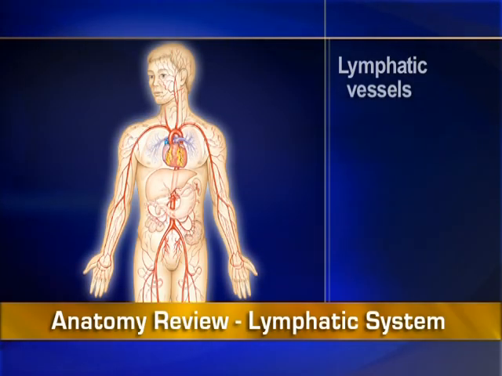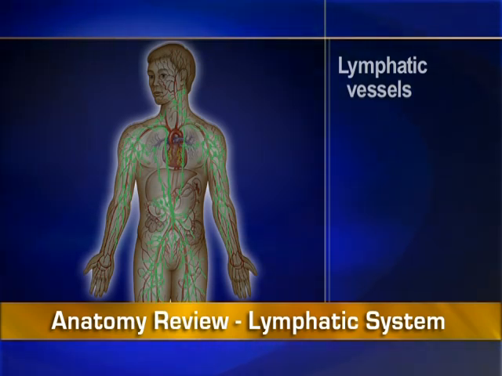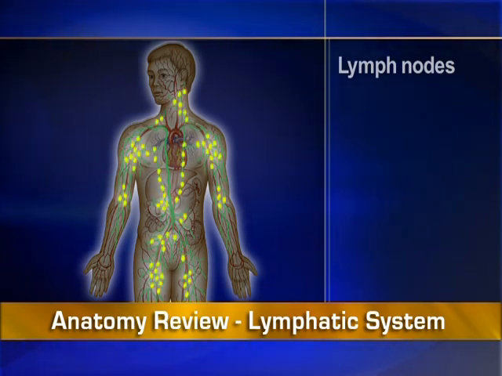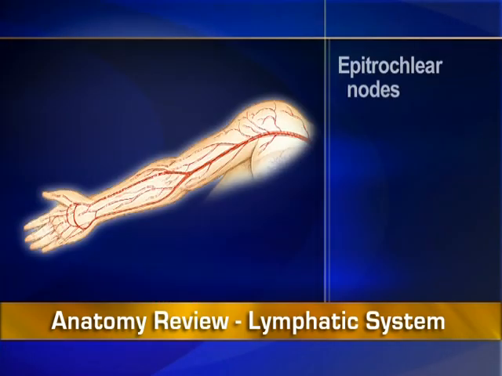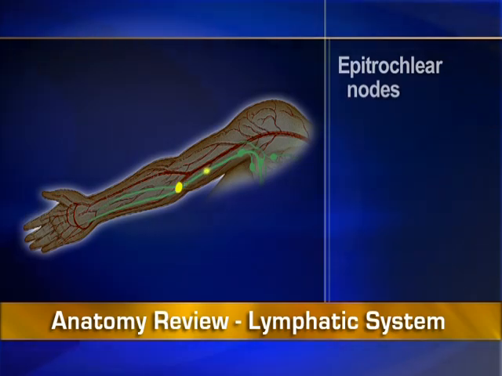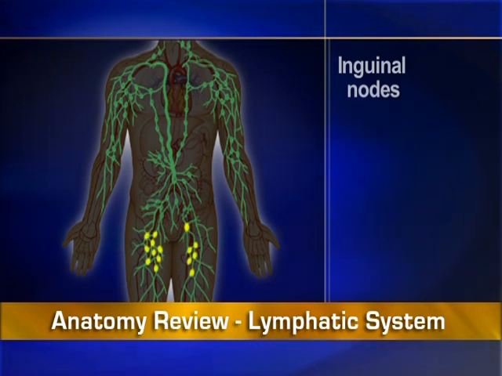The lymphatic system is a separate vessel system that returns excess fluid from tissue spaces to the bloodstream. Along these vessels lie lymph nodes, which are small oval clumps of lymphatic tissue that form a key part of the immune system. In the antecubital fossa, the epitrochlear nodes drain the hand and lower arm. In the groin, the inguinal nodes drain most of the legs, external genitalia, and anterior abdominal wall.